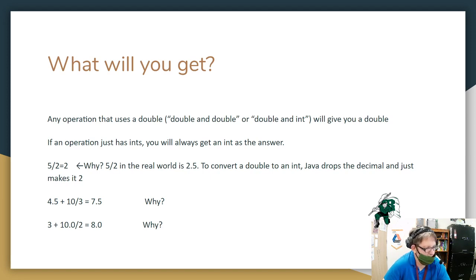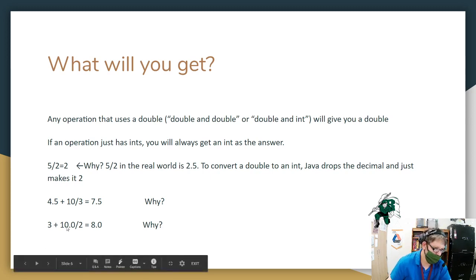If you were in math class, they would tell you it's 3.33. But we're not in math class. We're in computer science. And when an int gets with an int, we always get an int, right? So 10 divided by 3 is just 3. Yes? And 4.5 plus 3 is 7.5.